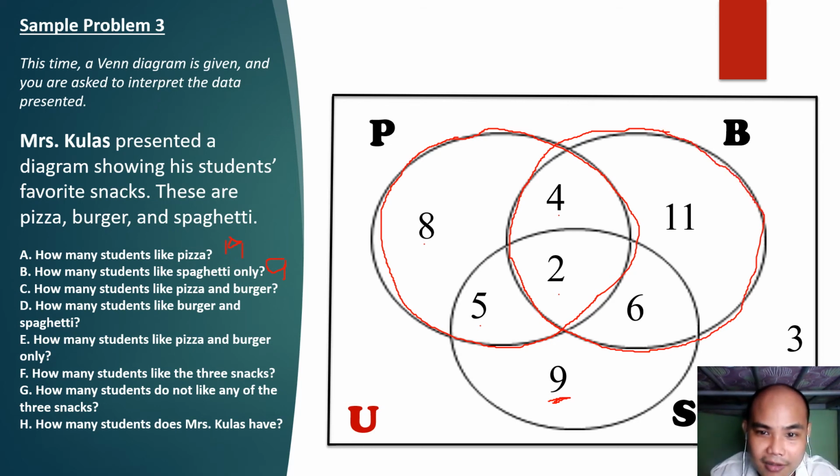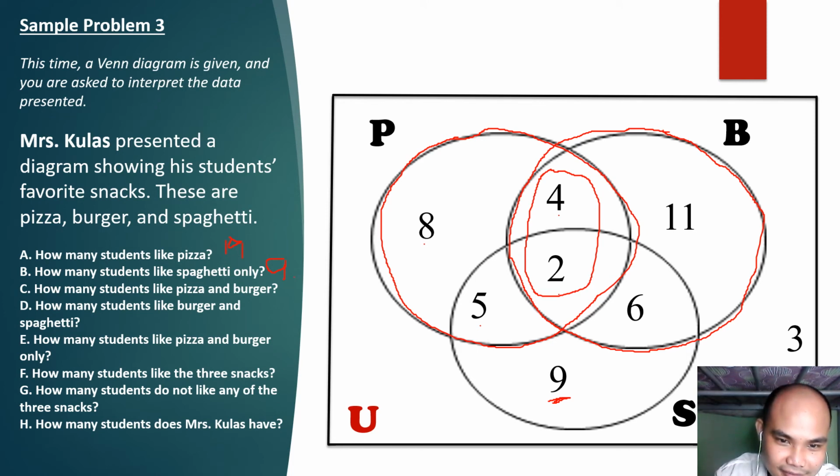Now, what's the center of pizza and burger? The center for pizza and burger here is here. That's the center. And therefore, how many students like pizza and burger? The answer is 4 plus 2 is 6. Correct. Did you get that? Since 4 and 2 belong to pizza and burger, it's the intersection.